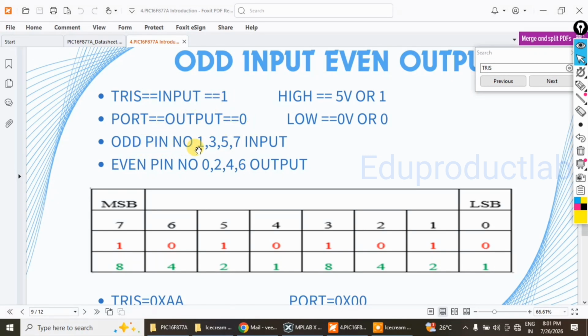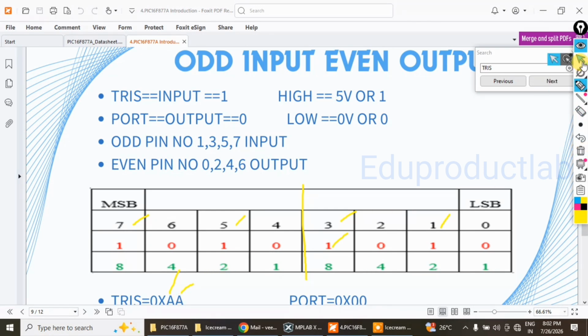So odd pins 1, 3, 5, 7 are input. Even pins 0, 2, 4, 6 are output. So 1, 3, 5, 7 means bits 1 and 3 in these two bits, then 5 and 7 in the other. This value is 8 plus 2, 10, A. Here also 8 plus 2, 10. So the value is AA.